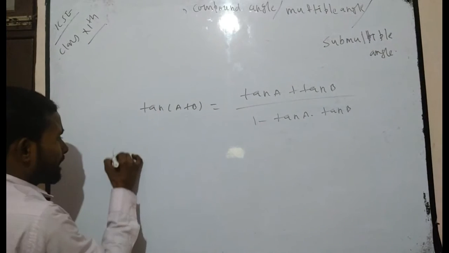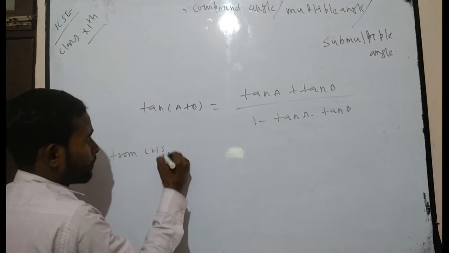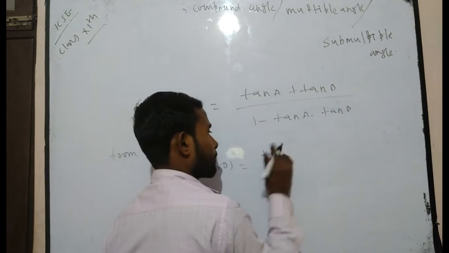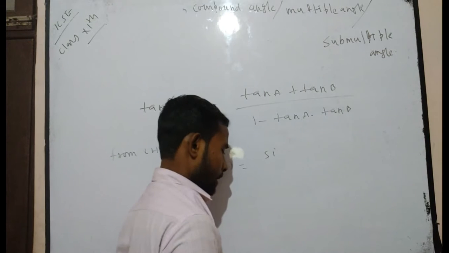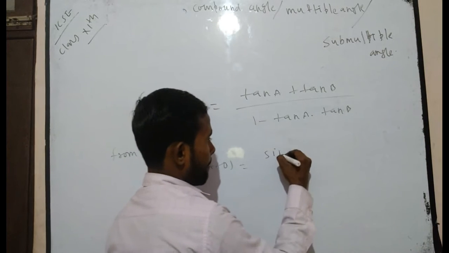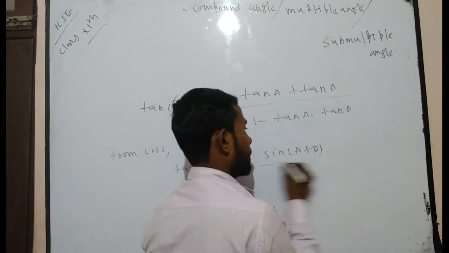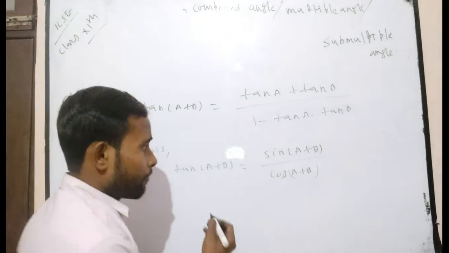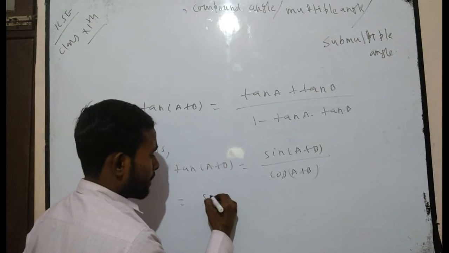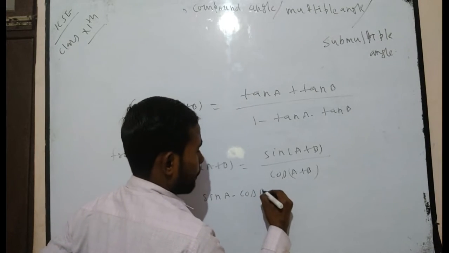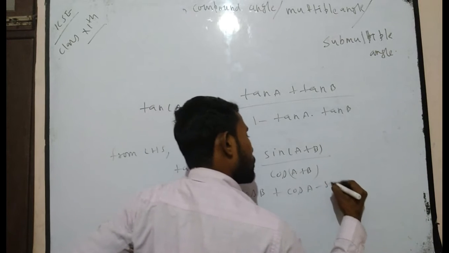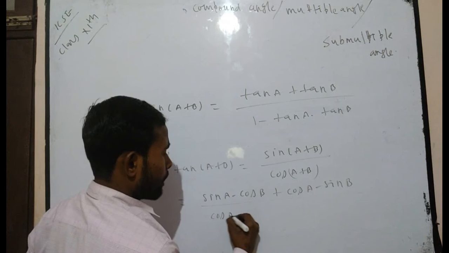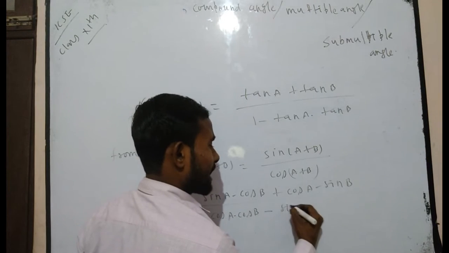That is very simple. From the LHS, tan(a plus b) can be written as sin(a plus b) divided by cos(a plus b). Now sin(a plus b), as you know, is sin a into cos b plus cos a into sin b, divided by, in the denominator, cos(a plus b), which is cos a into cos b minus sin a into sin b.